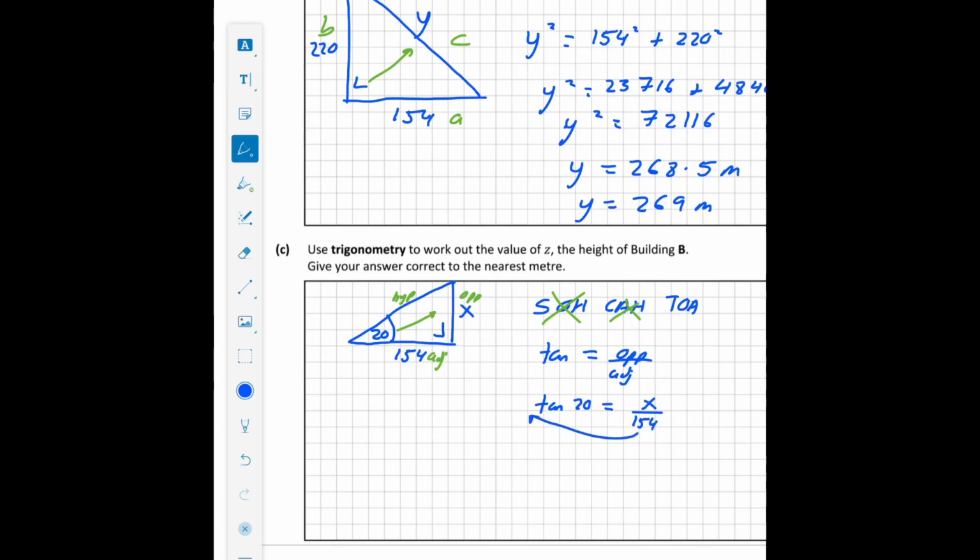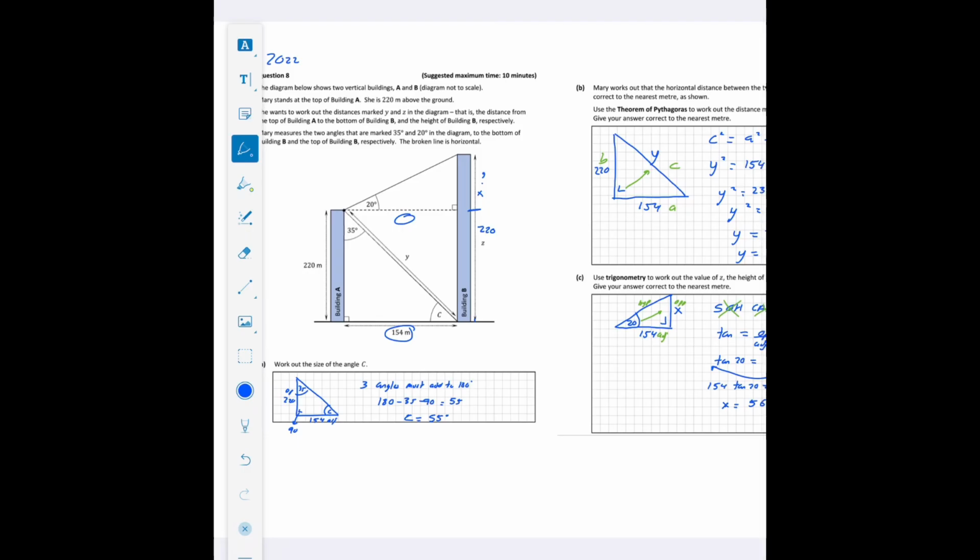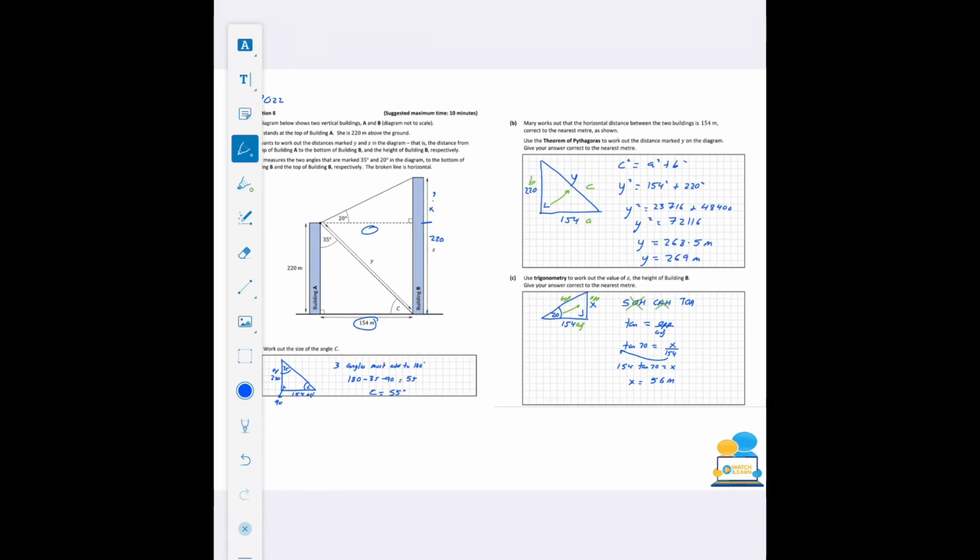We've seen this a couple of times now. To get rid of the fraction, we bring that over to the other side and multiply. So it's going to be 154 tan 20 is equal to x. Onto my calculator. So 154 tan 20. So x is equal to 56 meters. Okay. So I can fill that back up in my diagram here. Be careful now, you go back and read your question. That isn't our final answer.